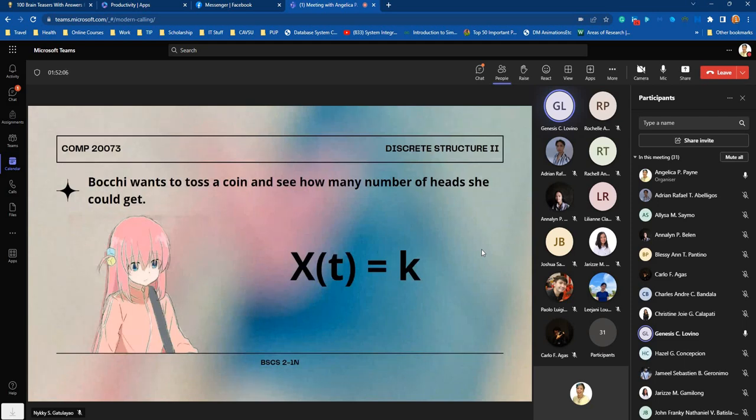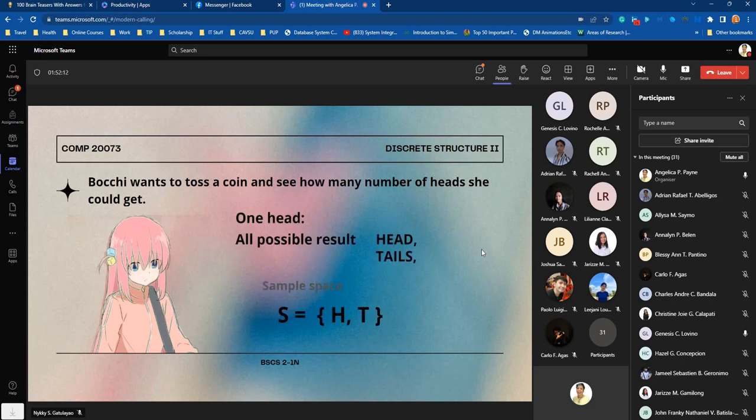So possible results ng isang flip is head and tail. So our sample space would be H and T. So our random variable na ma-assign natin is like this.